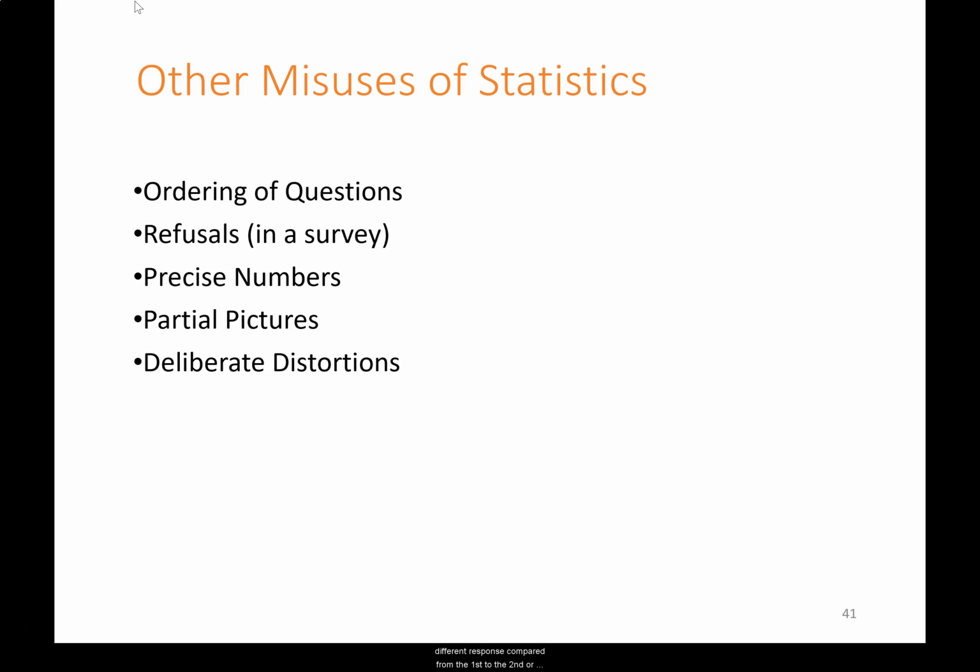More misuses of statistics that can occur. The way we order questions in a survey, not responding to a survey, refusals. Very precise numbers when we're talking about large amounts of things. So an example of a precise number, 5,423,721, when we're talking about something like the number of mice in a neighborhood. How do you count the number of mice if they're all running around and they're hiding? Partial pictures, we're obscuring something going on, and deliberate distortions. Similar to partial pictures, we're creating a distortion. We're hiding information. We're not telling the whole story.